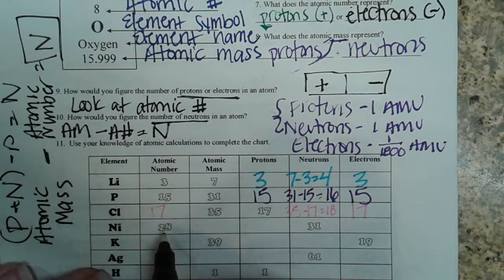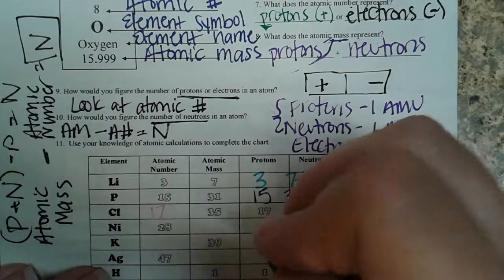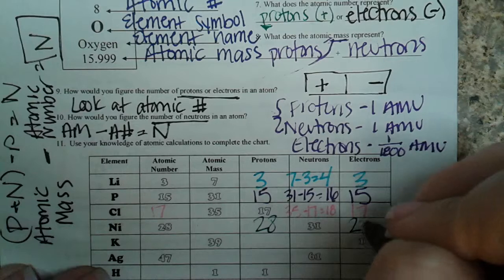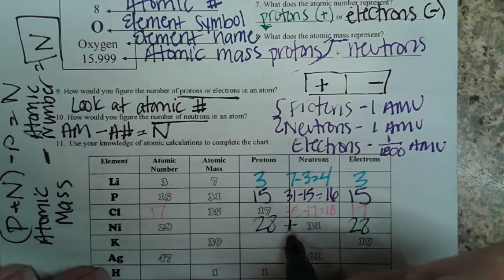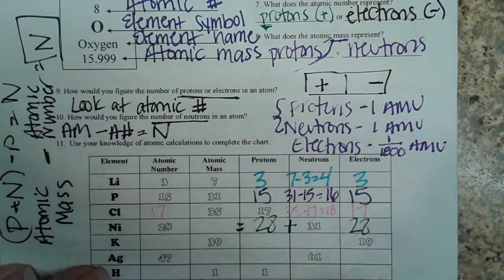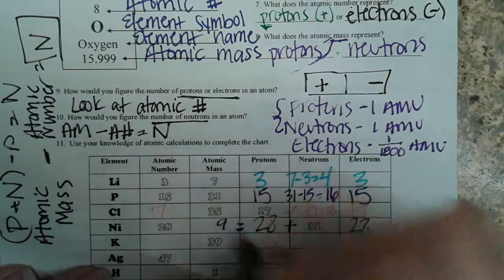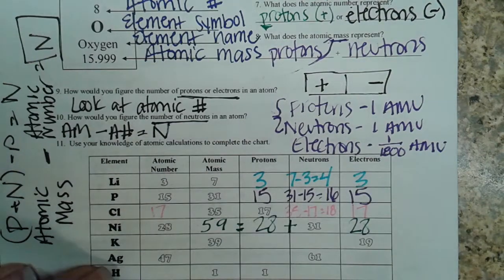Ni has an atomic number of 28, so I know that this number is the same here, and it's the same here. Now these two added together would give me that. So 31 plus 28, I know will end with a 9 and a 5, 59.